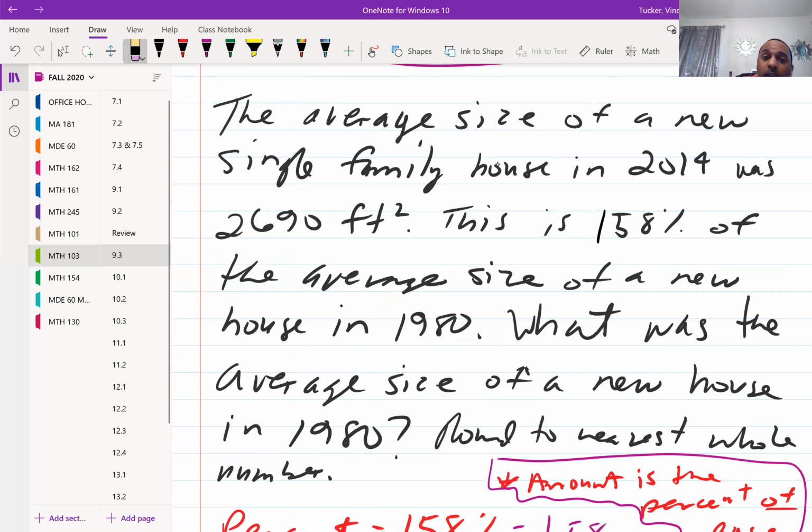So here, the average size of a new single-family house in 2014 was 2,690 square feet. This is 158% of the average size of a new house in 1980. What was the average size of a new house in 1980? Round to the nearest whole number. I'll give you a chance to write that before we get into it.